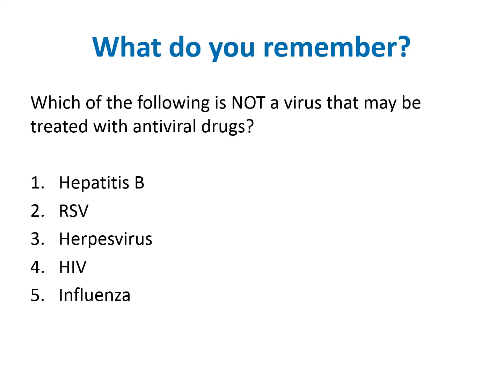Here are a few more questions before we wrap up this video. Which of the following is not a virus that may be treated with antiviral drugs? Is that hepatitis B, RSV, herpes virus, HIV, or influenza? RSV. That's right. Remember, your antiviral drugs have been developed to combat hepatitis B and C, herpes viruses, varicella zoster, HIV, and influenza.